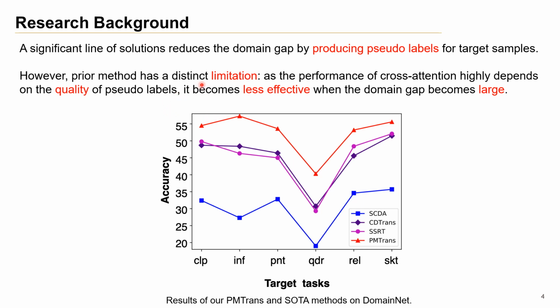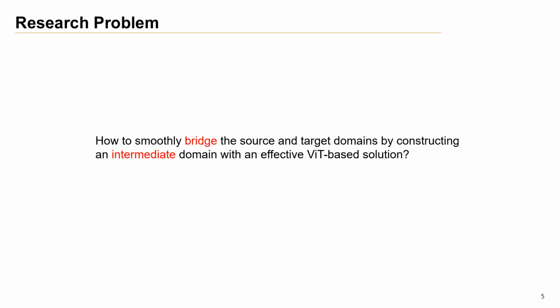However, this method has a limitation, as the performance of cross attention highly depends on the quality of pseudo-labels. It becomes less effective when the domain gap becomes large. In this figure, we can see that due to the significant domain gap between the domain QD and other domains, aligning distributions directly between them does not perform well. Therefore, we propose a research problem: how to smoothly bridge the source and target domains by constructing an intermediate domain with an effective ViT-based solution.